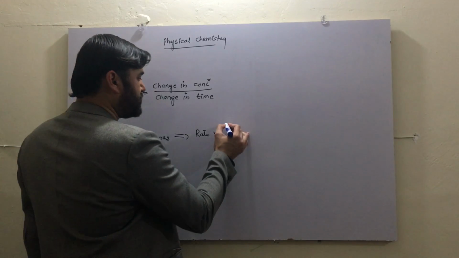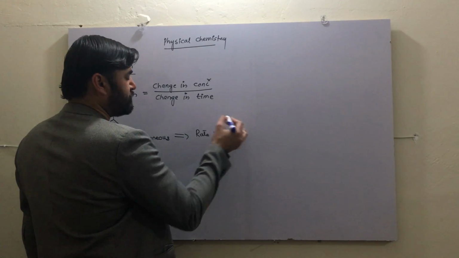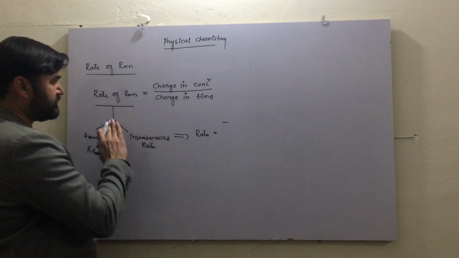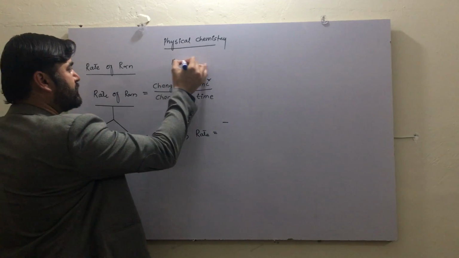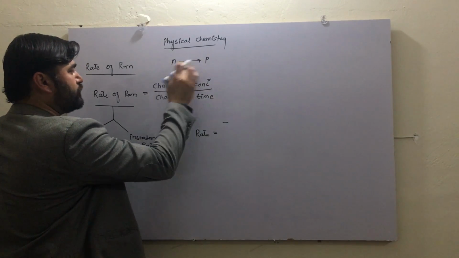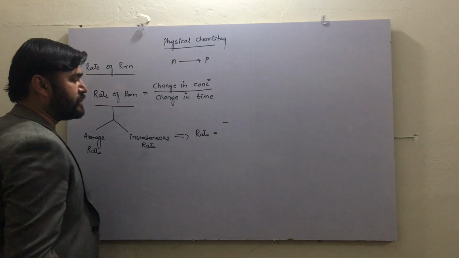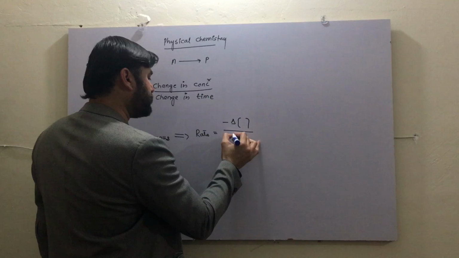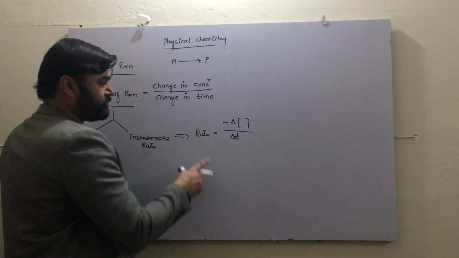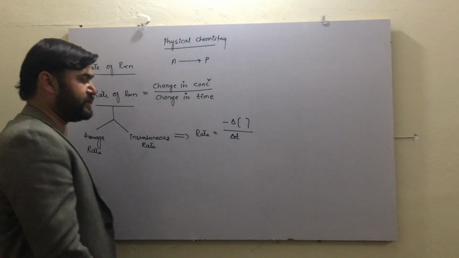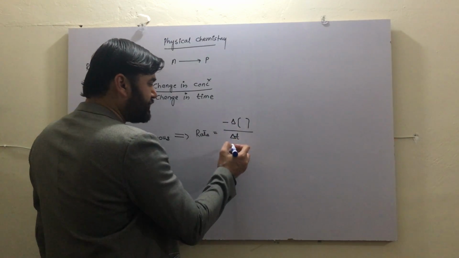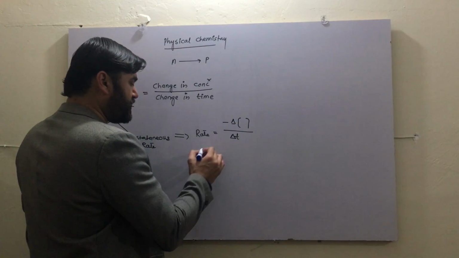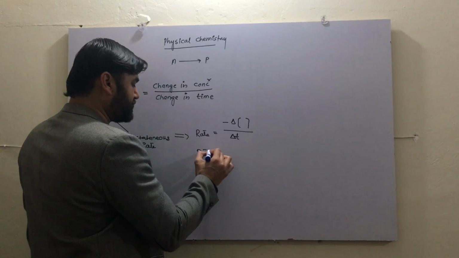So we concluded from the previous lecture that rate might be positive or negative. Suppose we have a reactant A going to product P. The rate is the change in concentration of any substance with change in time. So that was the formula we derived.